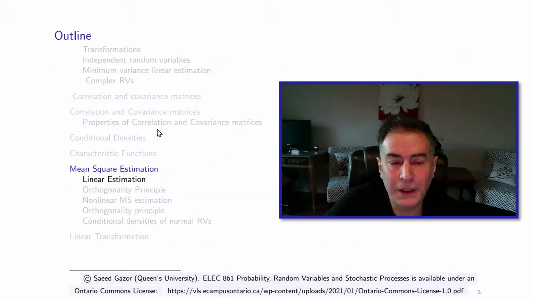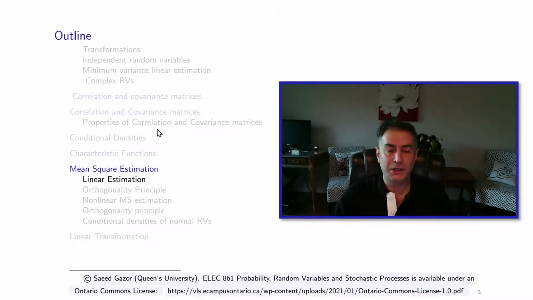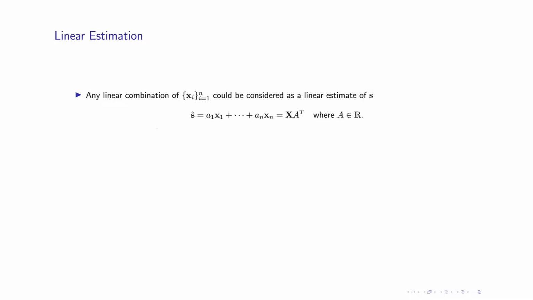In this video we talk about linear mean square estimation. So linear mean square estimation: if you have a linear combination of a random vector or some random variables, you multiply the first one by a real number a1, you multiply the second random variable by a second real number, plus a2 x2, and so on. This is called a linear combination of random variables x1 to xn.